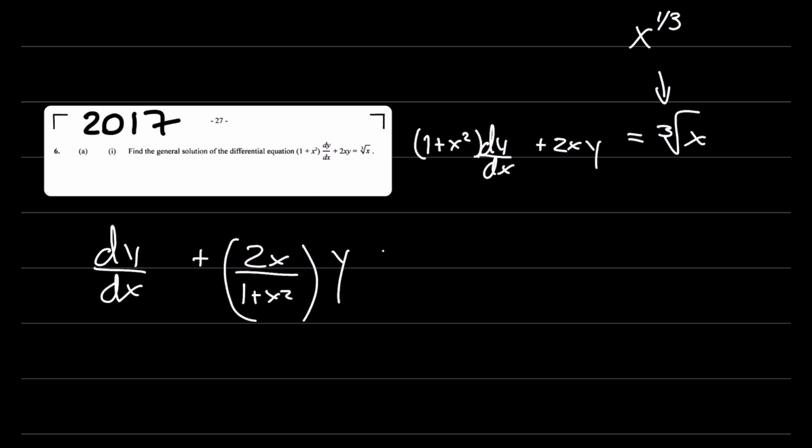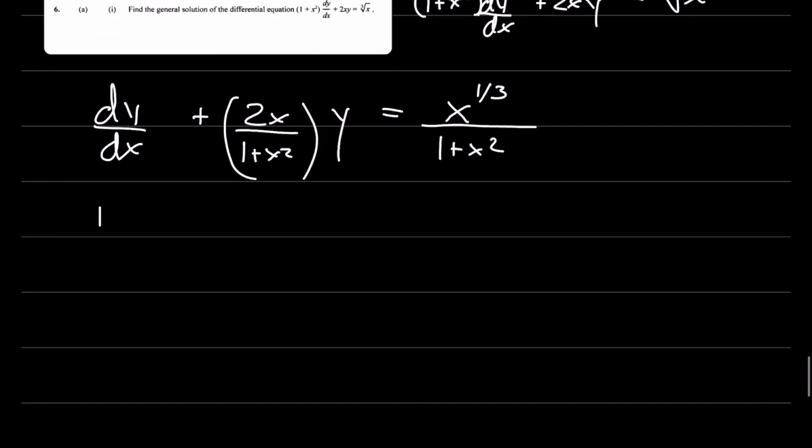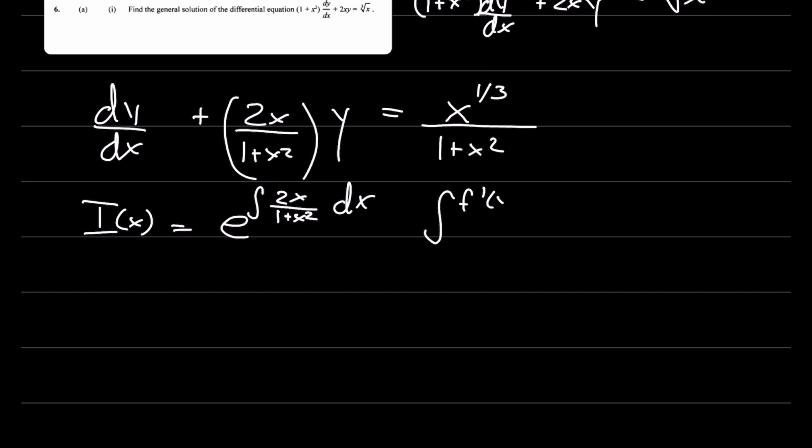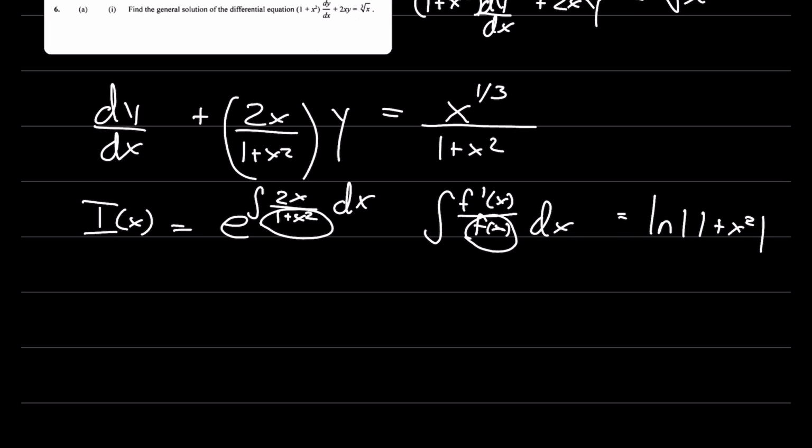Nevertheless, that is what it is. It's going to be equal to x to the 1 over 3 over 1 plus x squared. Now the integrating factor is going to be equal to e to the integral of 2x over 1 plus x squared. And how do we do this? Well, we're going to have the integral of f prime of x over f of x dx, which is equal to ln of 1 plus x squared, because that's the denominator, and this is just how we do it. This is just a general form to do that.